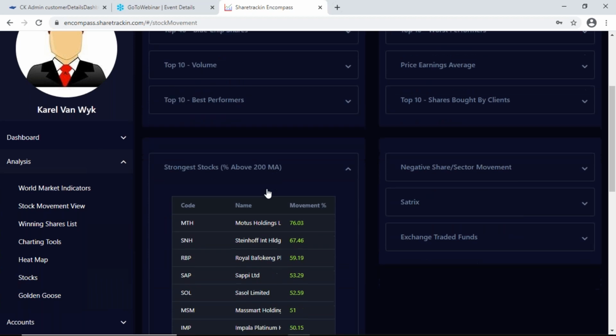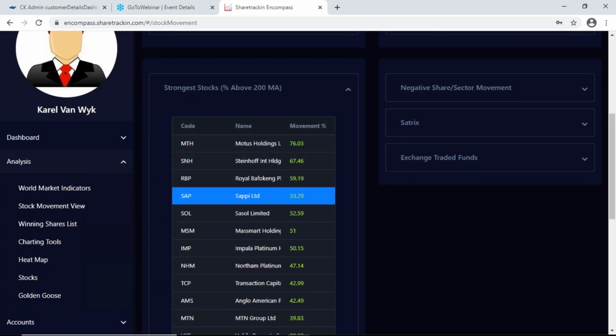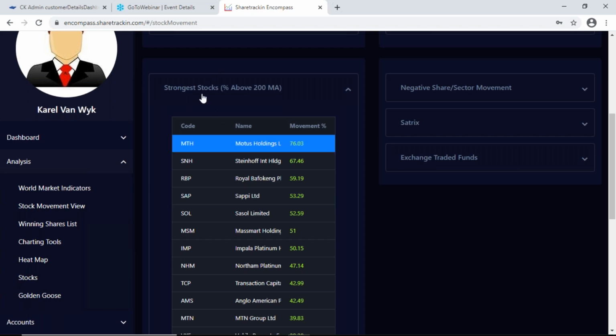Next up, I have my strongest stocks, percentage above 200-day moving average. So for those of you who already know a bit about the graphs, we insert a red line on your graphs. It's called the moving average. It gives you the average price of the share. Now, you would more likely look at a share that's above its average than below its average. So the strongest stocks are the shares that are above their moving average based on a 200-day calculation. So I get the company's code, the company's name, and then the percentage it's above its own average.